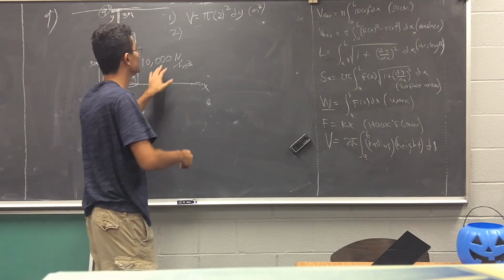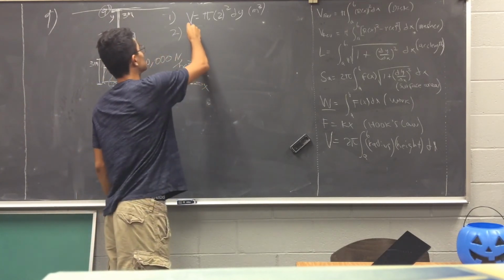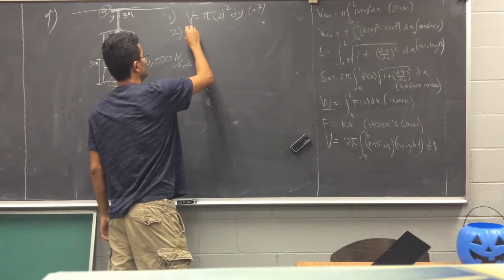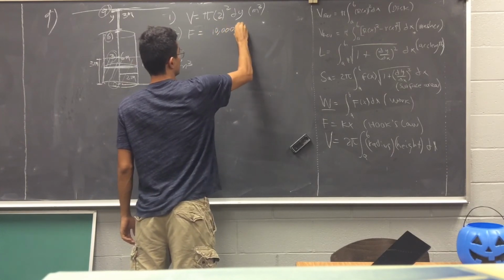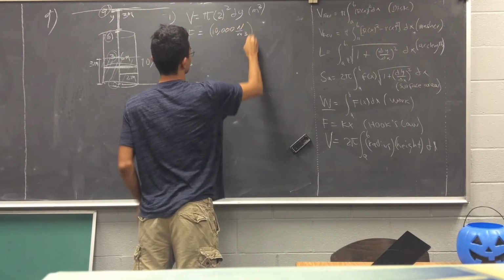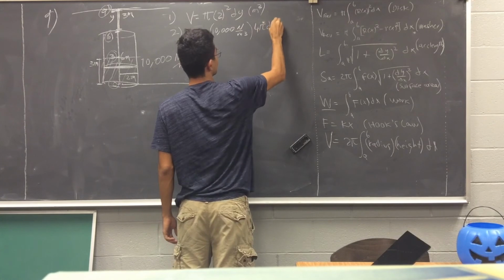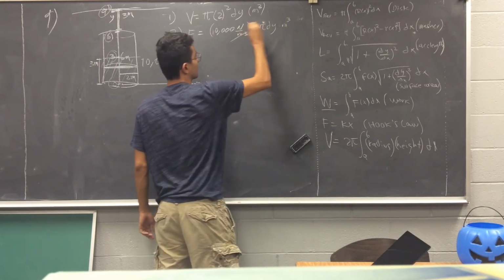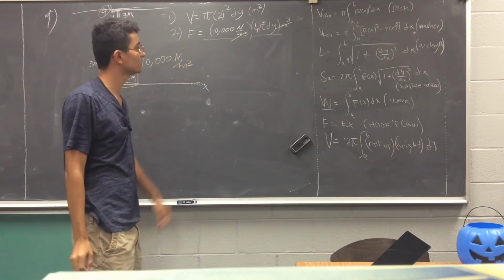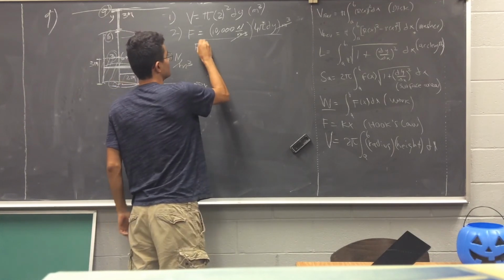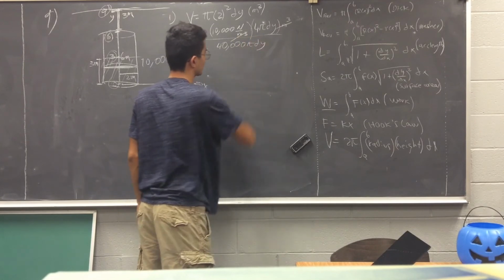We're going to multiply the density by the volume to get the force, or the actual weight. So for the force, we're going to have 10,000 newtons per meter cubed multiplied by the volume, which is 2 times 2 is 4, so that's 4 pi dy meters cubed. The meters cubed cancel out, and we're left with this expression for force: 10,000 times 4 pi dy, which simplifies to 40,000 pi dy. All right, that's the force.